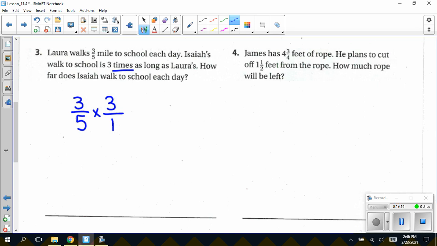Number 4, James has 4 3/4 feet of rope. He plans to cut off 1 1/2 feet from the rope. How much rope will be left? So leftover or will be left tells me that I'm subtracting. Before you subtract, make sure you have your common denominator set up so that way you would then subtract by the same exact denominators.